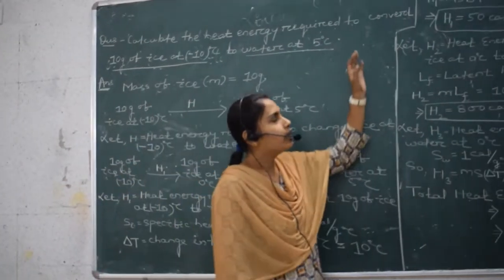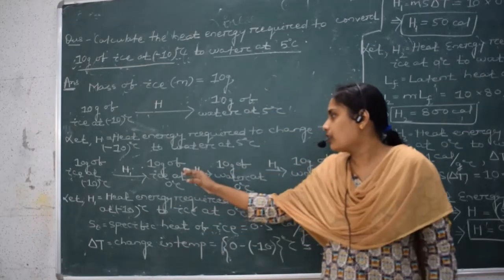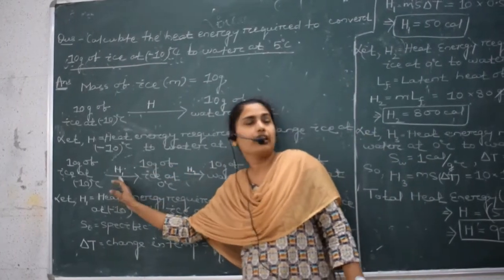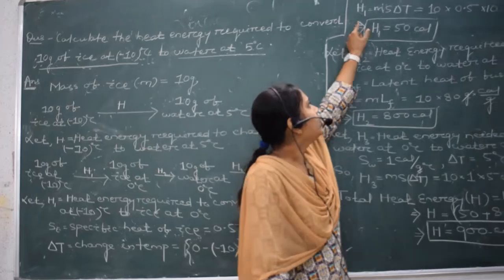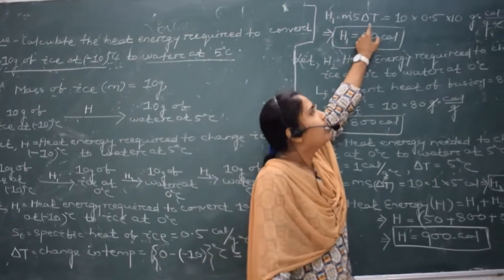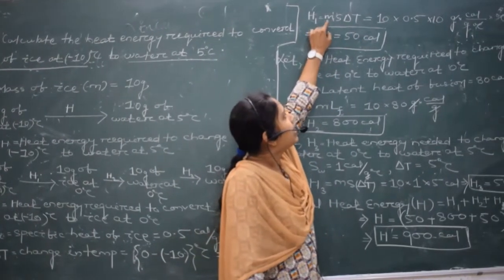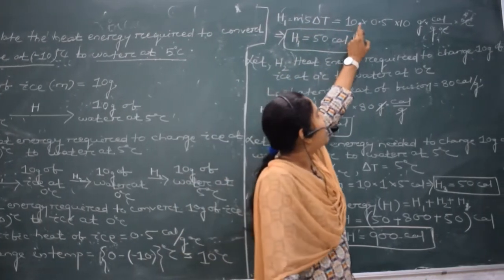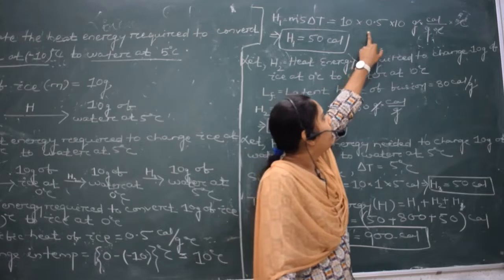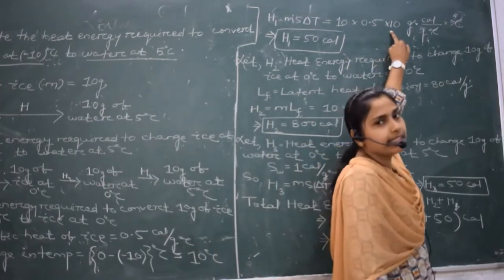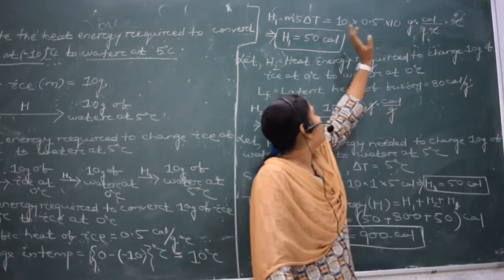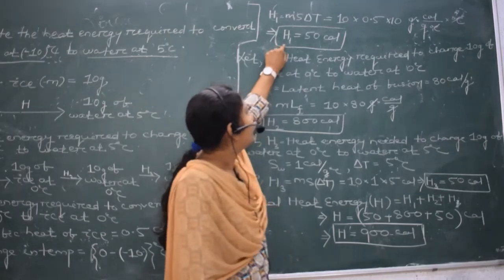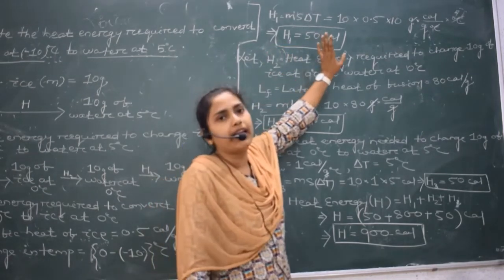Next, to determine the heat energy H1, we use the formula H1 is equal to M S delta T, where M is the mass times specific heat times change in temperature. Put mass equal to 10 gram, specific heat equal to 0.5, and change in temperature equal to 10. If we substitute, we will get H1 equal to 50 calorie.